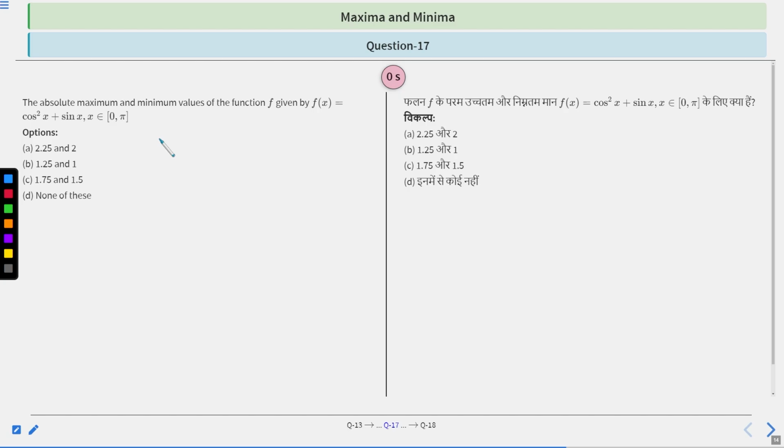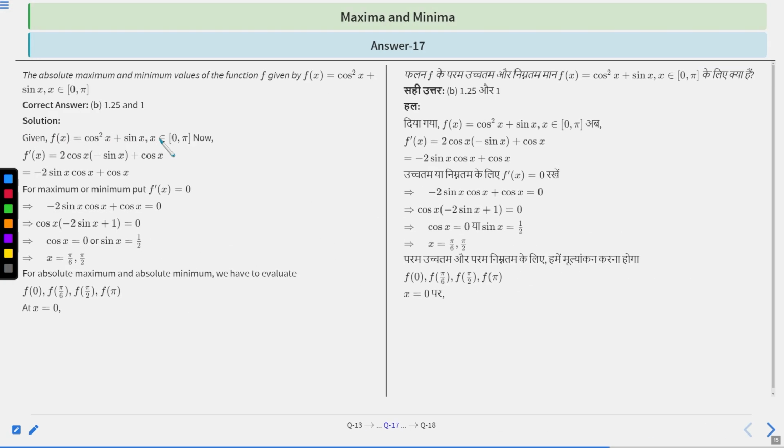Okay, let's move to the solution, part C. Given f(x) = cos²x + sin x, when x belongs to [0, π]. Now f'(x) = 2 cos x into (−sin x) + cos x, which can be written as −2 sin x cos x + cos x.